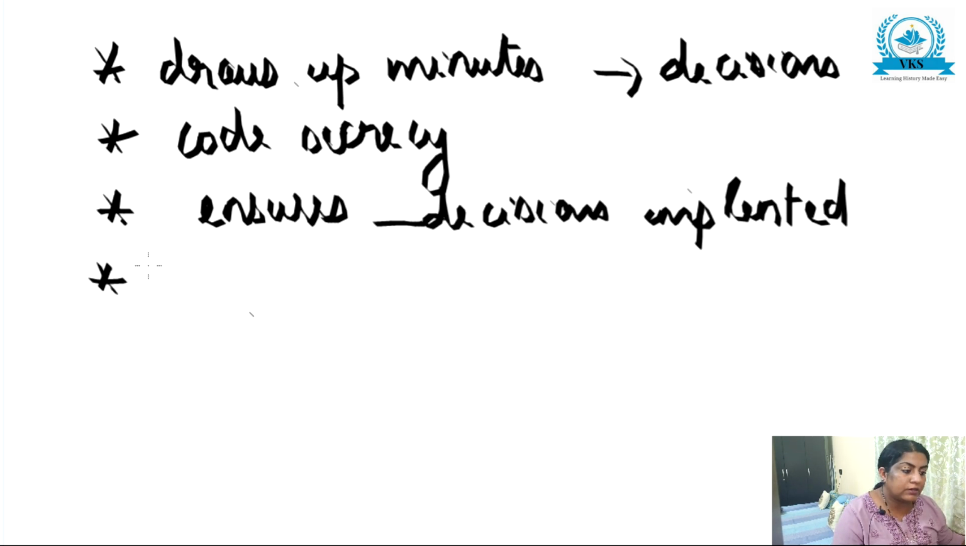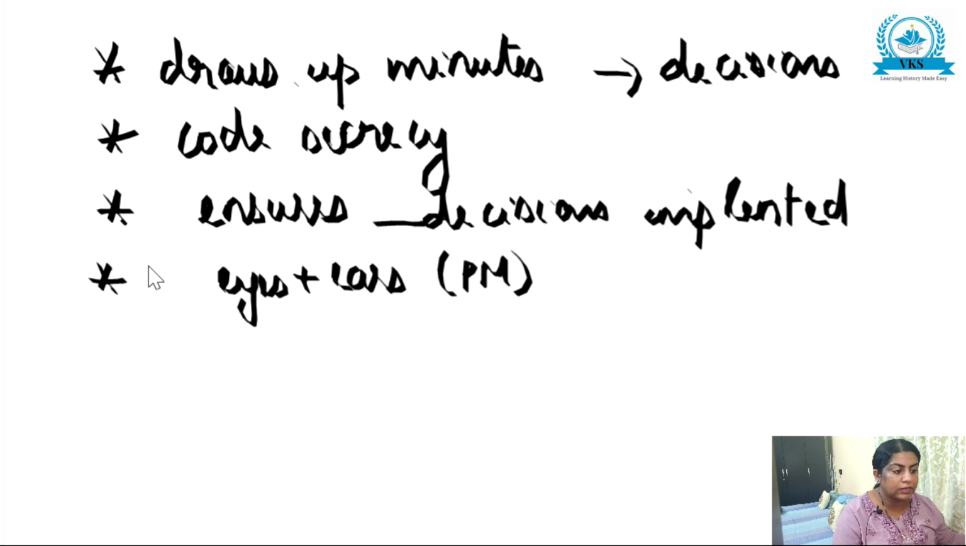And the cabinet secretary acts as the eyes and ears of the prime minister to keep in touch with the process of official business in the union government. So always the cabinet secretary acts as the eyes and ears of the prime minister to keep in touch with the process of the official business of the union government.